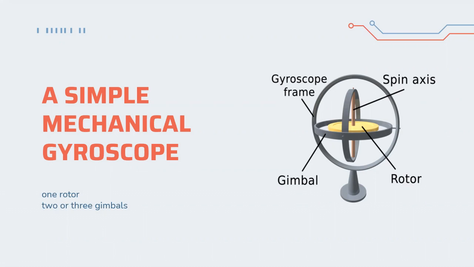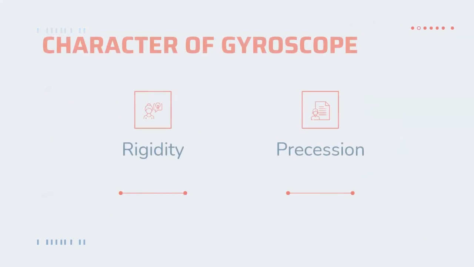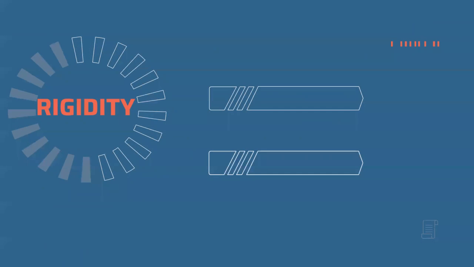Next, I want to introduce the two important characteristics of the gyroscope. The first is called rigidity. When the rotor of the gyroscope rotates with a high angular vector and no outer moment is applied to the gyroscope, the direction of the rotation axis of the gyroscope does not change and resists any force that changes the direction of the rotor. This characteristic is called rigidity.